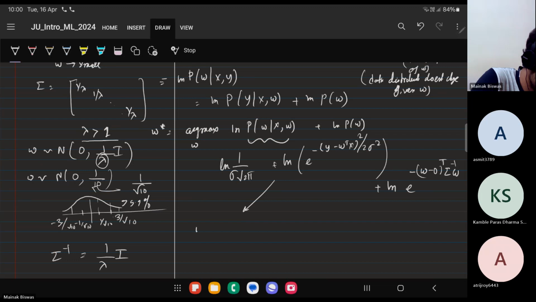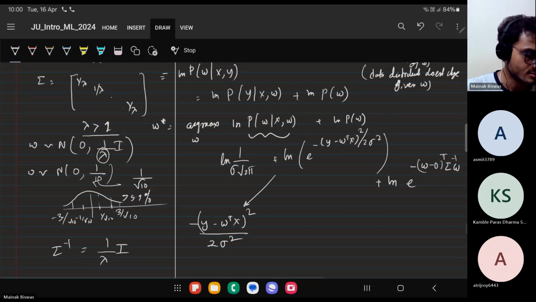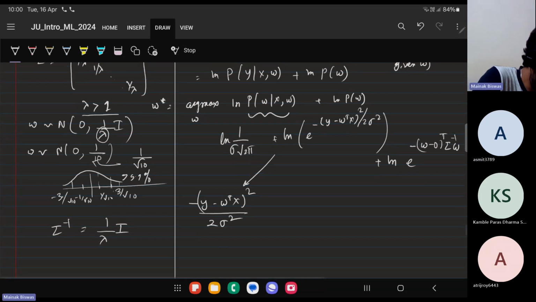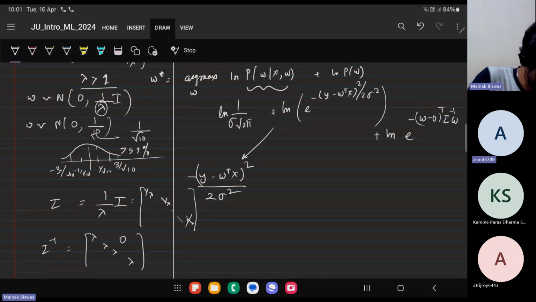The diagonals will have lambdas. Very good. 1 by lambda, 1 by lambda, 1 by lambda is sigma. Sigma inverse will be just lambdas, because if it is a diagonal matrix, you just flip the diagonals, right? The products remain on the diagonal and you get identity. So now if you multiply these two, you get I.